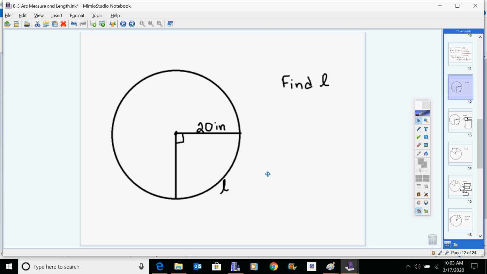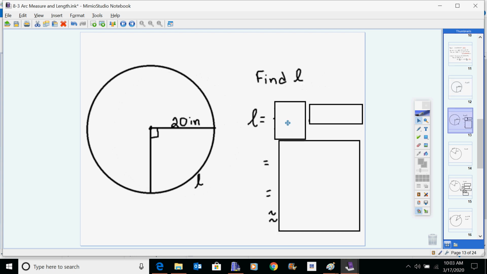So here we have an example problem. If we want to find L, L is the arc length, how long that is, we need to use our formula. L equals theta over 360. Well, this is a right angle. I'm given that this is a right angle, which you should all have popping into your head is 90 degrees. So we're taking 90 out of 360. Some of you are even quick enough to say, wait, that's just a quarter. Yes, it is. It's a quarter of the circumference, 2 pi r.